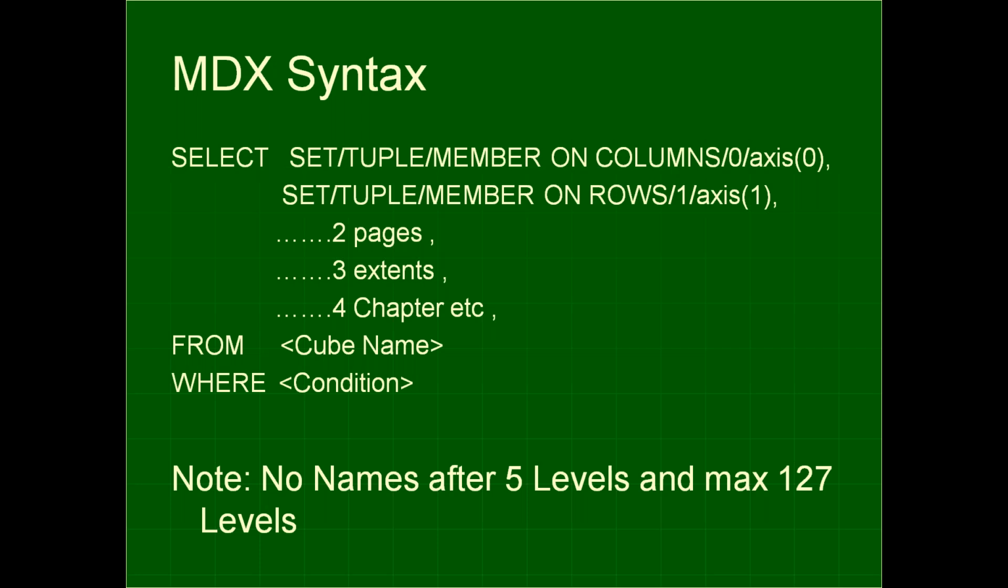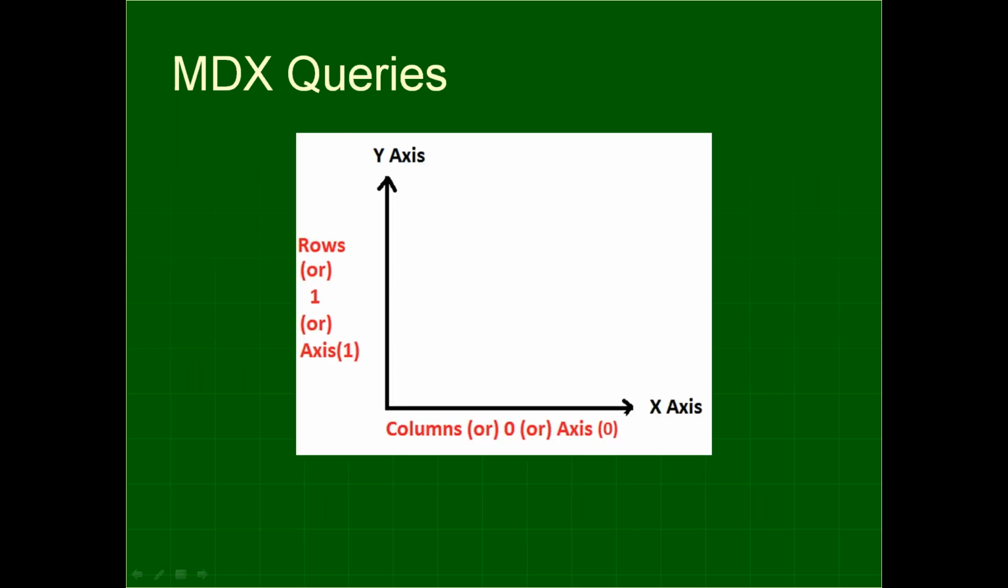It is only in the x-axis and y-axis. Clear? We store data in multi-dimensional form, but we visualize and retrieve the data in the two-dimensional way. Clear? That is what you need to understand: only the x-axis and y-axis.